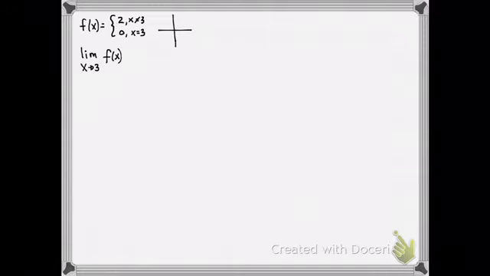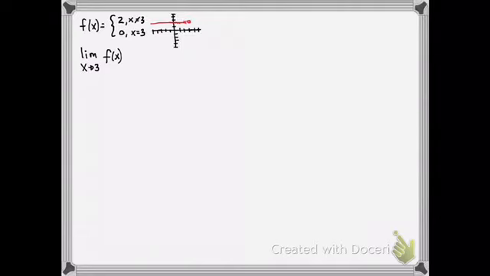So if I just get some tick marks in here, 1, 2, 3, I'm going to go out to 5, and it may as well go in every direction, right? 1, 2, 3, 4, 5. This says that f of x is 2 all the time. So it's always 2, except when x is 3.